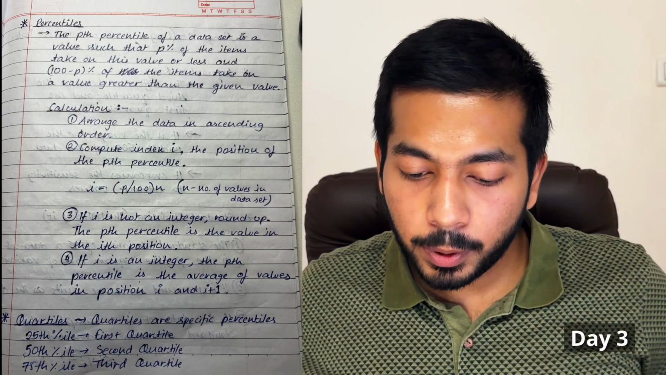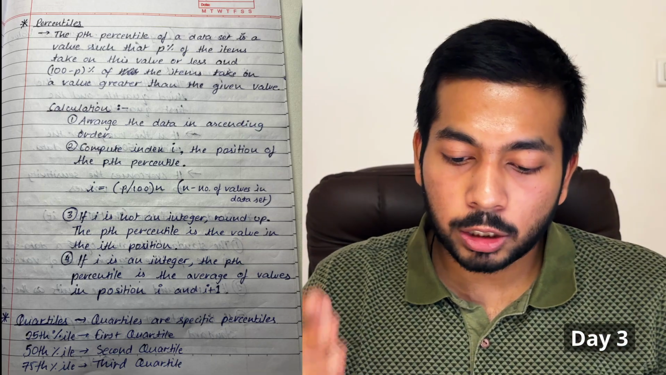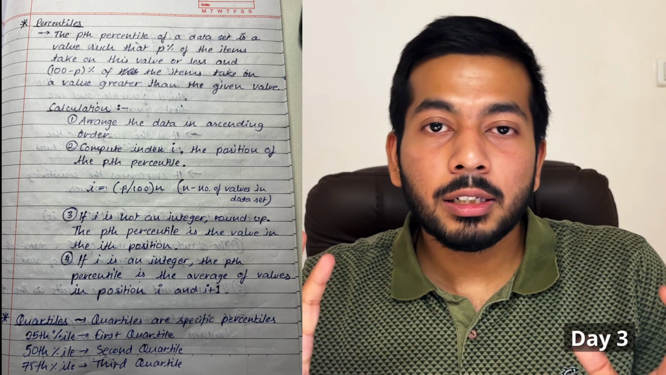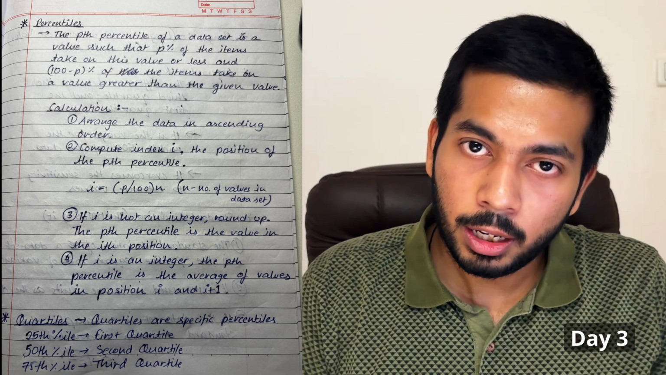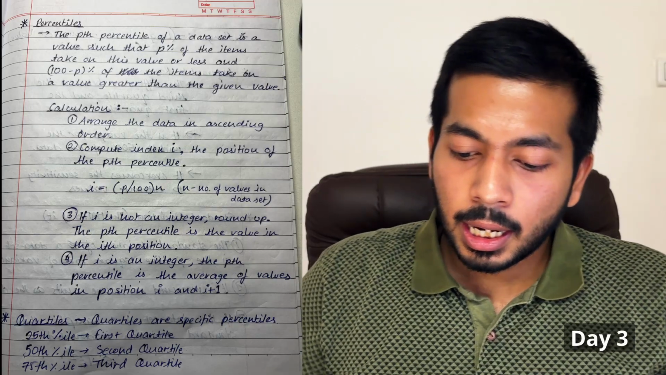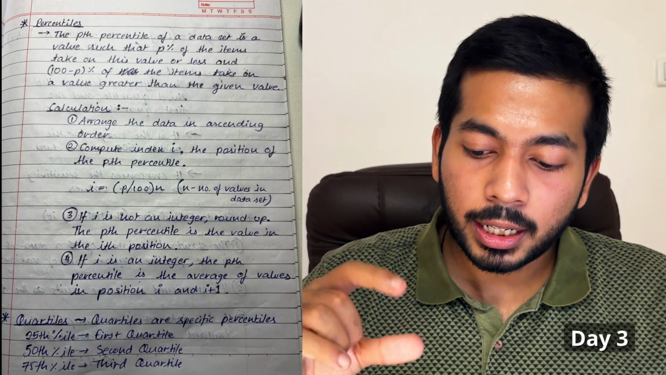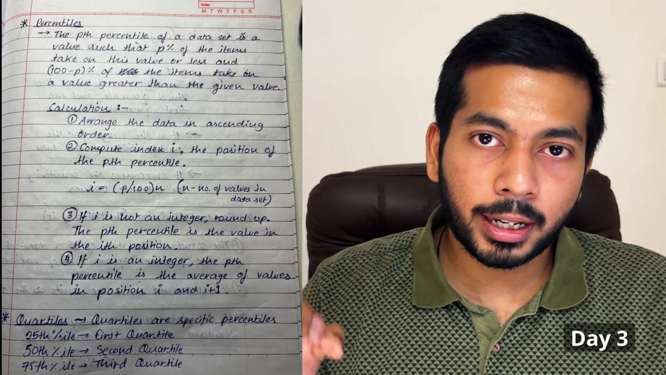How do we calculate percentiles? There are 4 steps to it. Let's look at it. The first one is to arrange the data in ascending order. We have to do this the same way as we do for median. The second is to compute the index I, that is the position of the pth percentile. How do we compute it?